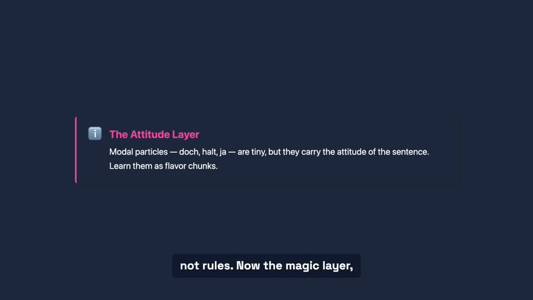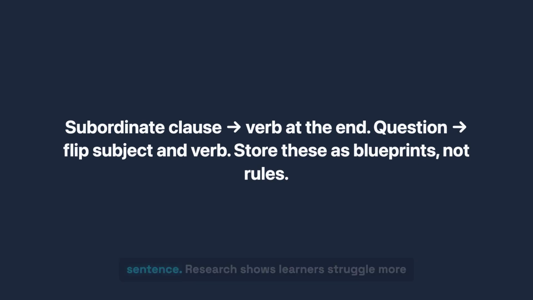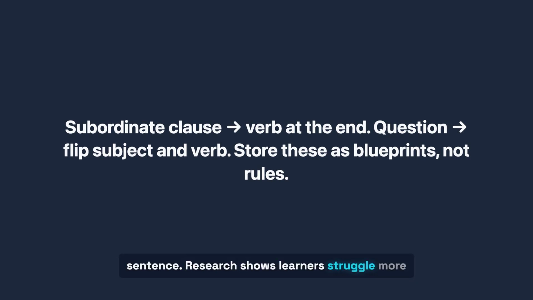Now the magic layer. Modal particles. Words like "doch," "halt," and "ja." They are tiny, but they carry the attitude of the sentence. Research shows learners struggle more with their feeling than with their grammar.